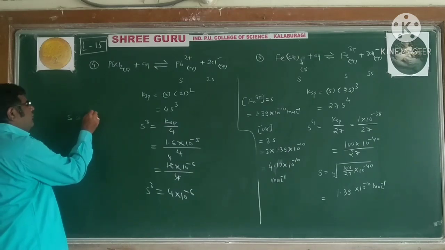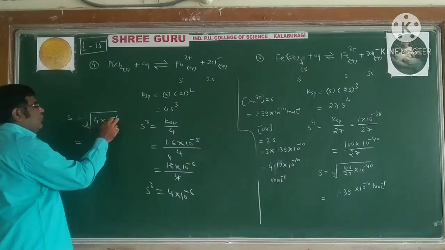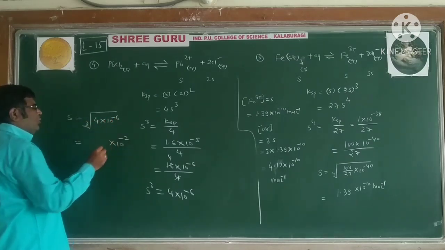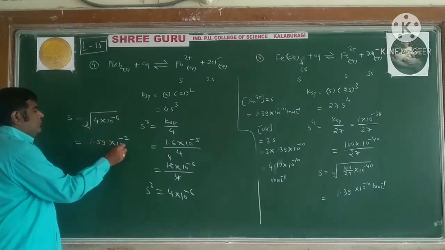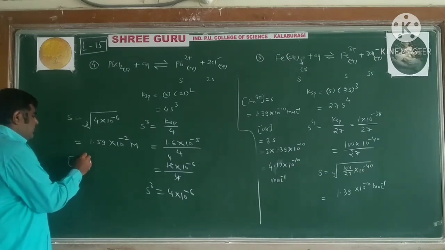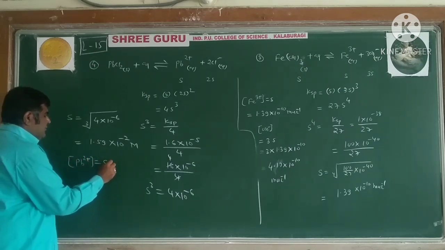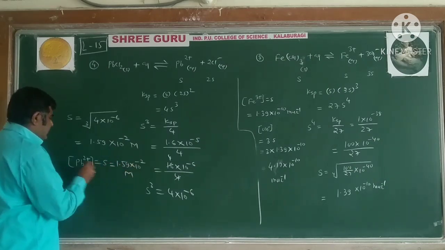So it is the cube root of 4 into 10 raised to minus 6. The cube root of 10 raised to minus 6 is 10 raised to minus 6 by 3, which is minus 2. And the cube root of 4 is 1.59. You can write capital M here. That's why you can say Pb plus 2 is the same as S, which is equal to 1.59 into 10 raised to minus 2 M.